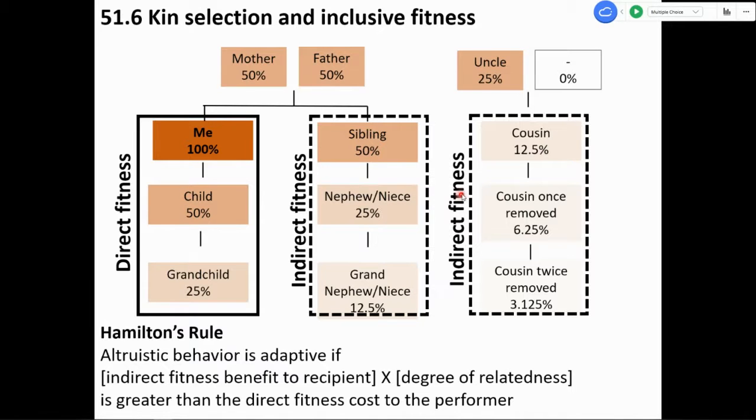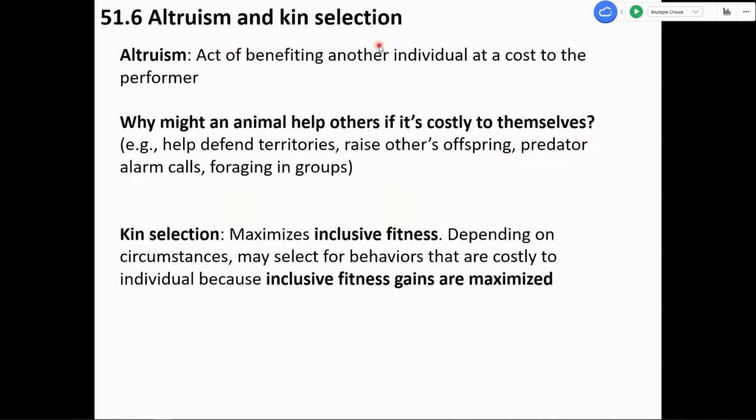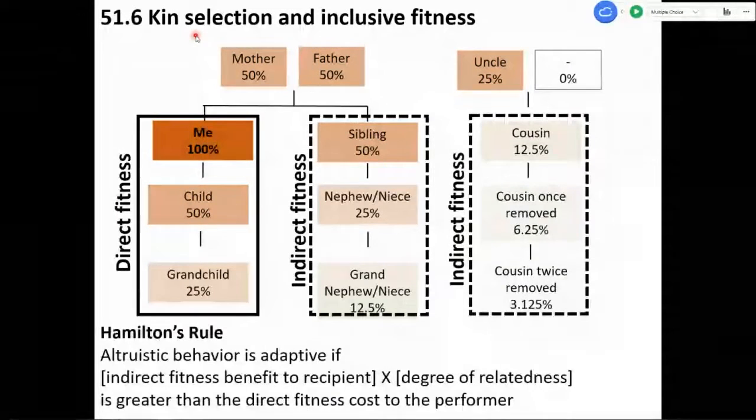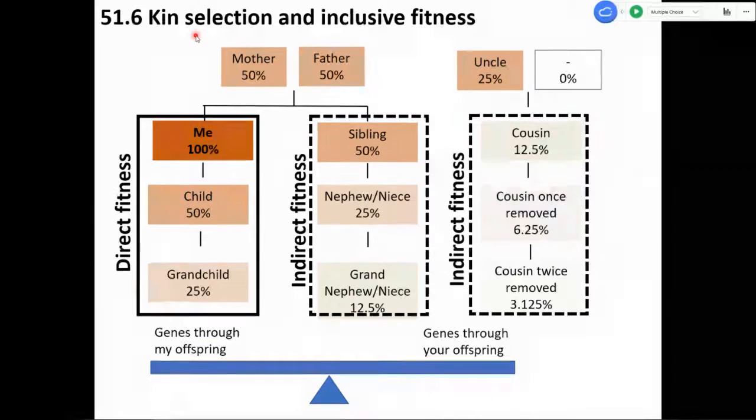So this aspect of kin selection is related to explaining how altruistic behavior could evolve. It's seemingly counterintuitive, but actually can have evolutionary benefits. So genes through my offspring are balanced against genes through your offspring.